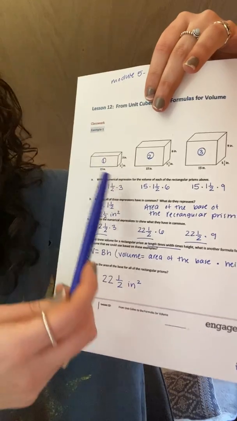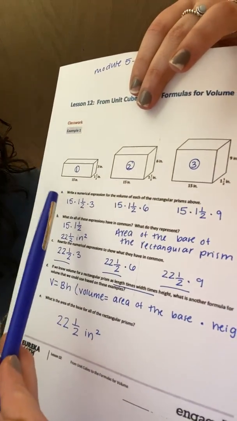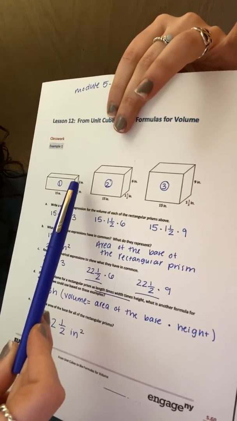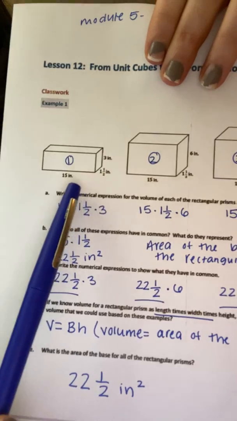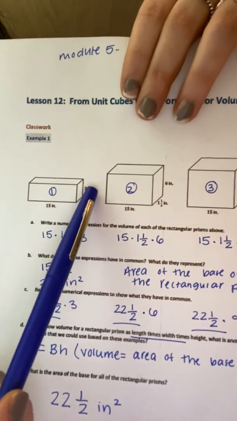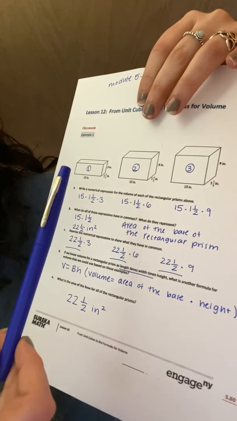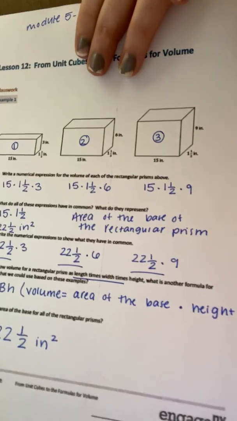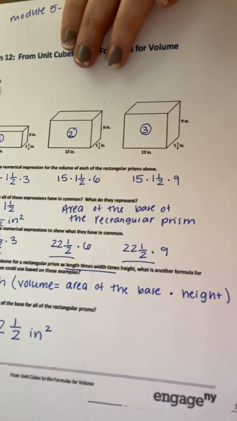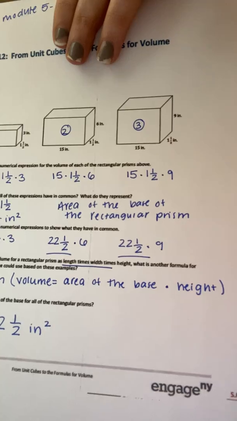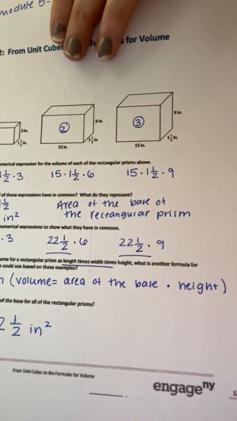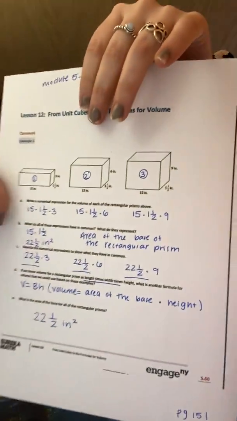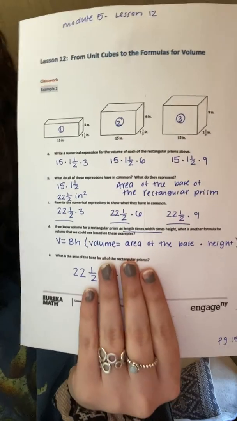So it's just asking you to write out the numbers that represent the length, the width, and the height. For the first one, I have my length, which is 15, my width, which is 1 1/2, and then my height, which is 3. I got those numbers from right here. Here's my length, here's my width, and there's my height. For my second box, I have 15, 1 1/2, and 6. And for my third box, I have a length of 15, a width of 1 1/2, and a height of 9. So that's what your numerical expression should look like for part A.